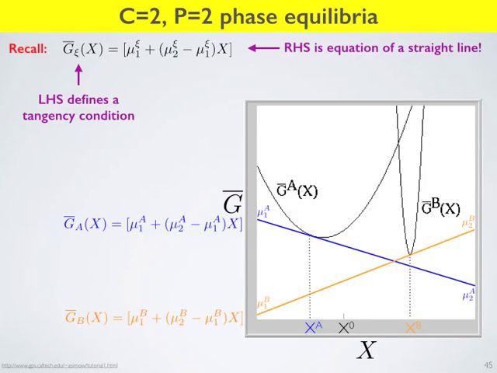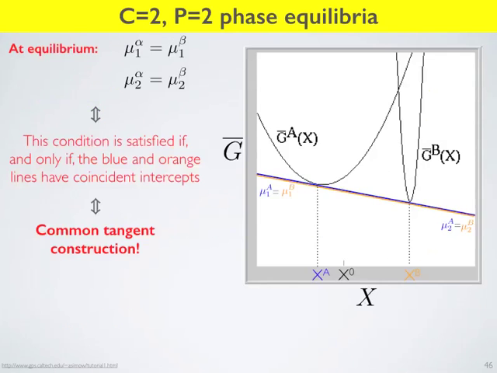Okay, so why on earth would we want to do this? Because at equilibrium, the chemical potential of component 1 is going to be the same between the two phases, and the chemical potential of component 2 is going to be the same between the two phases. So what does that mean graphically? It means that these tangent lines have got to be coincident.